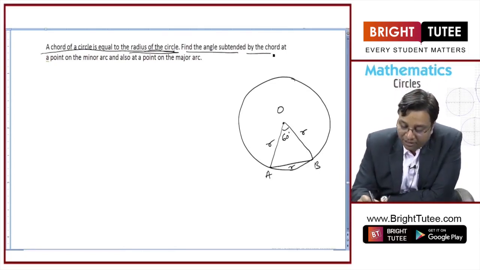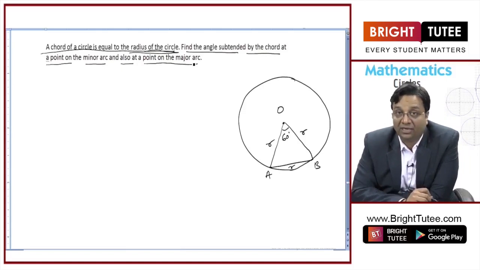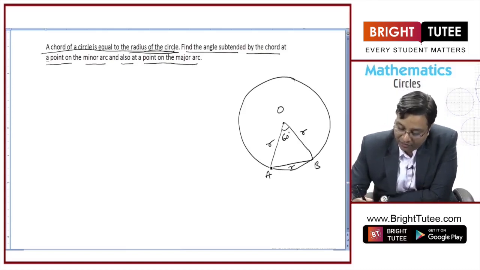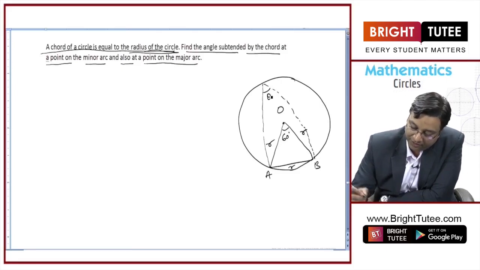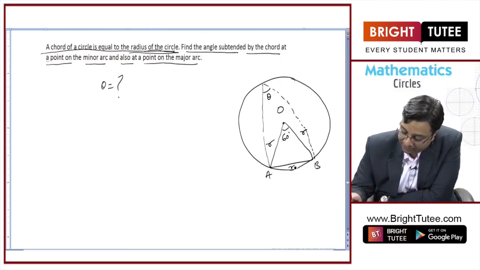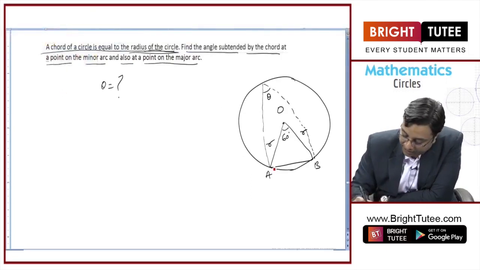Find the angle subtended by the chord at a point on the minor arc and also at a point on the major arc. So we are here to find this angle. Let us say this is theta. So we need to find theta, and we will also find this angle. Let me change the color so that it is easier for you to see the angle. This angle.